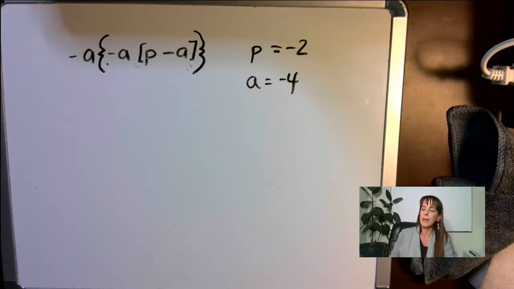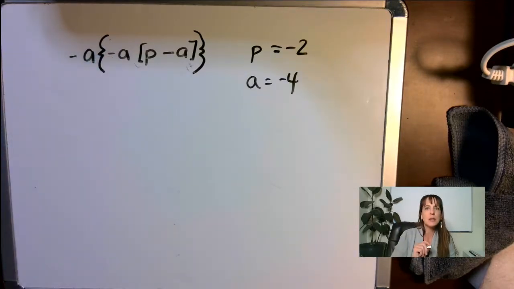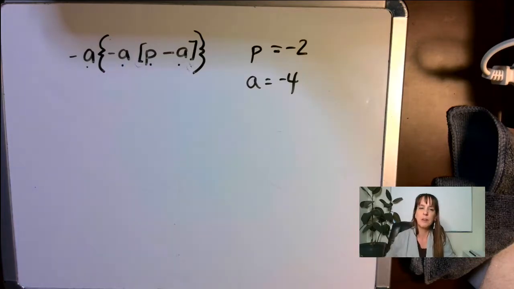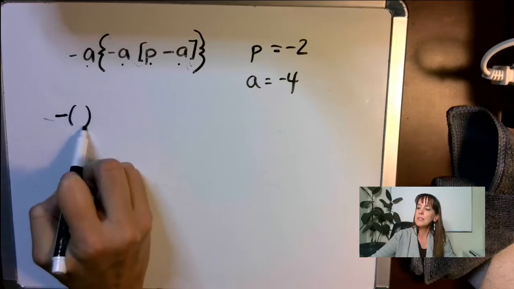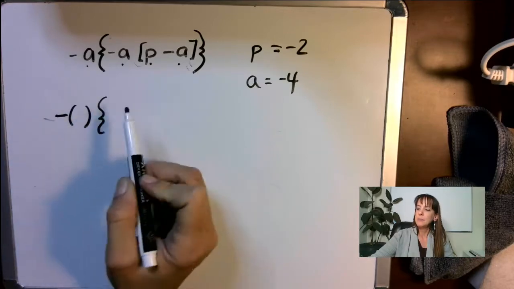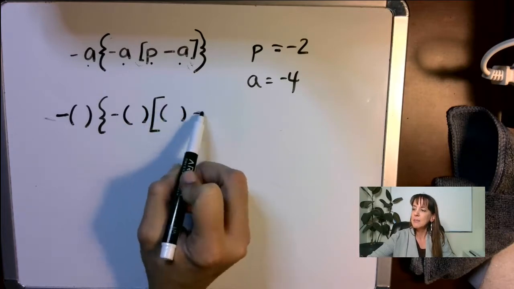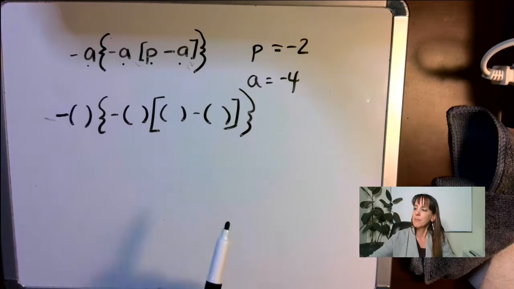parentheses with negatives, okay? So what we want to do, until you get really good at these, I think the best way to do this is you're going to put in parentheses for every place that there's a variable, okay? So we're going to do negative, parentheses, we got a brace, we got negative, parentheses, bracket, parentheses, minus parentheses, bracket, brace.